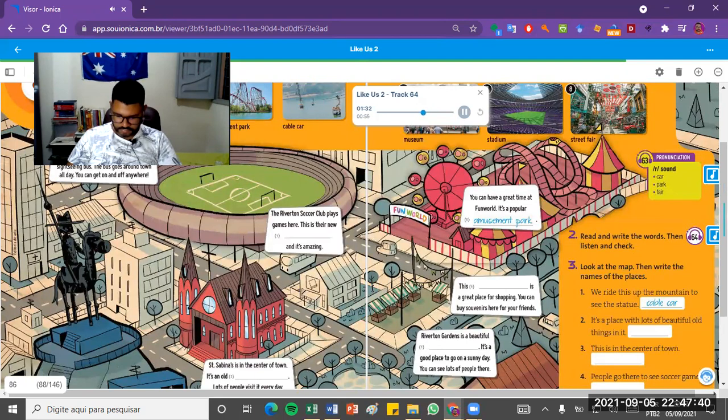He's riding his horse. You can have a great time at Fun World. It's a popular amusement park. This street fair is a great place for shopping. You can buy souvenirs here for your friends. Riverton Gardens is a beautiful park. It's a good place to go on a sunny day. You can see lots of people there. This is the museum. It's full of wonderful art and things from history.